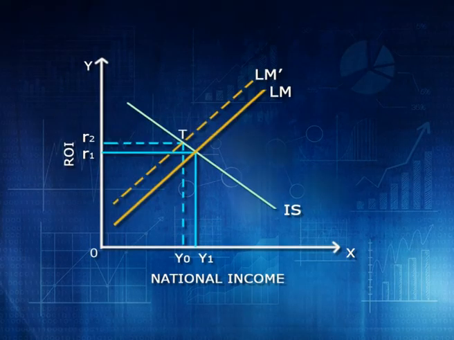The same is explained with the help of a diagram. It is observed here that the IS curve remains unchanged and the LM curve shifts from LM to LM dash towards the left. The new equilibrium is formed at T, where the rate of interest increases from R1 to R2 and the income level reduces from Y1 to Y0. Hence, as there is an increase in demand for money or liquidity preference, the rate of interest rises and income reduces.